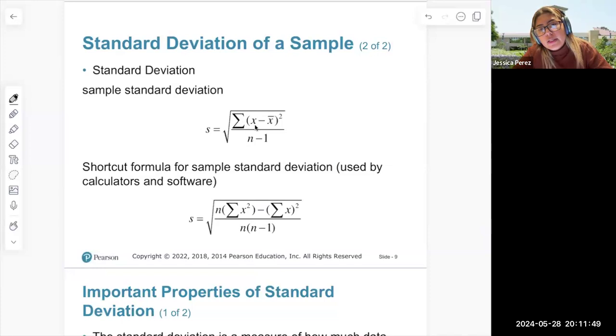So this is the summation of each of the values minus the mean, this is the sample mean, squared, divided by n minus 1. So n is 11 in our problem, and minus 1 would be 10.